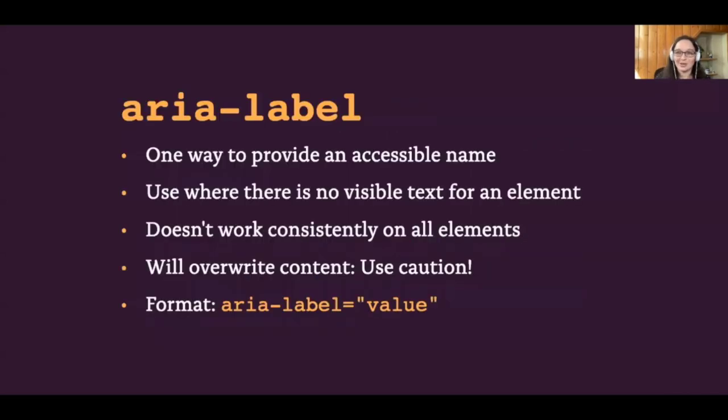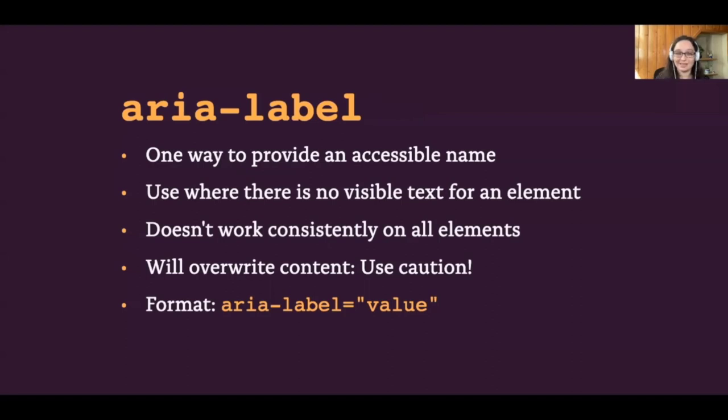All right. So now that we've gone through all of our caveats, let's start on our first ARIA technique, and that's ARIA label. So ARIA label, along with all of these things that we're discussing, is one way to provide an accessible name. You want to use it when there's no visible text that could be used for a name for the element. And we'll discuss that a little bit further when we look into ARIA labeled by.